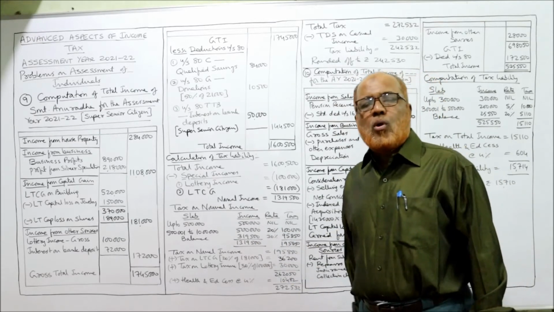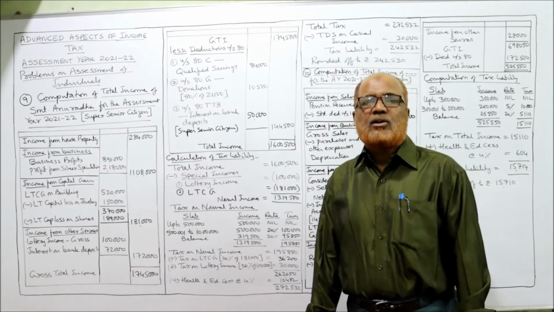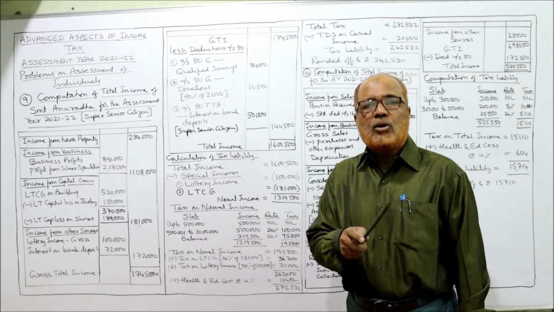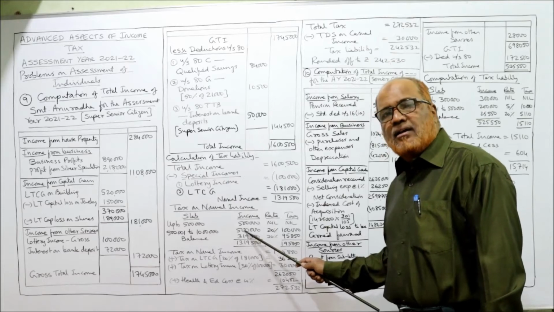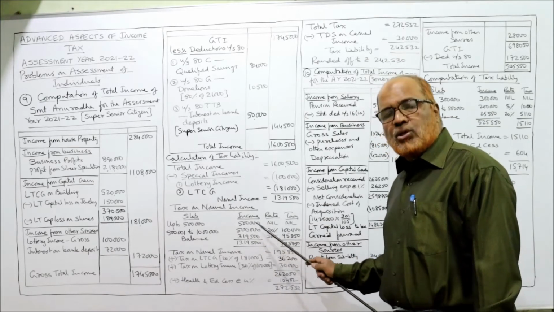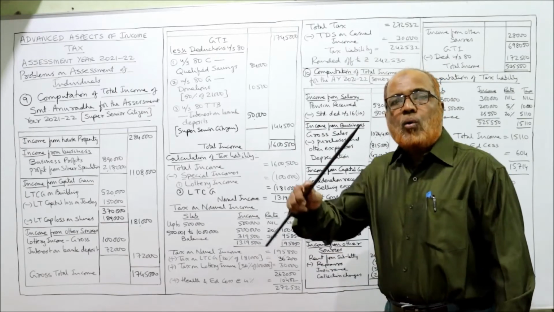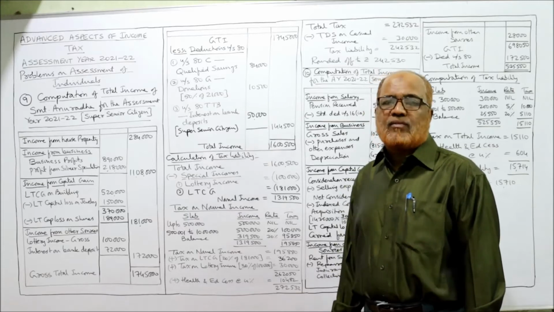The second slab goes from 5 lakh 1 to 10 lakh. The rate of tax is 20%. So here, second slab, the income is 5 lakh. The rate of tax is 20%. So 5 lakh into 20%, 1 lakh rupees is the tax. Now over 10 lakh rupees, the balance, 30% is the rate of tax.